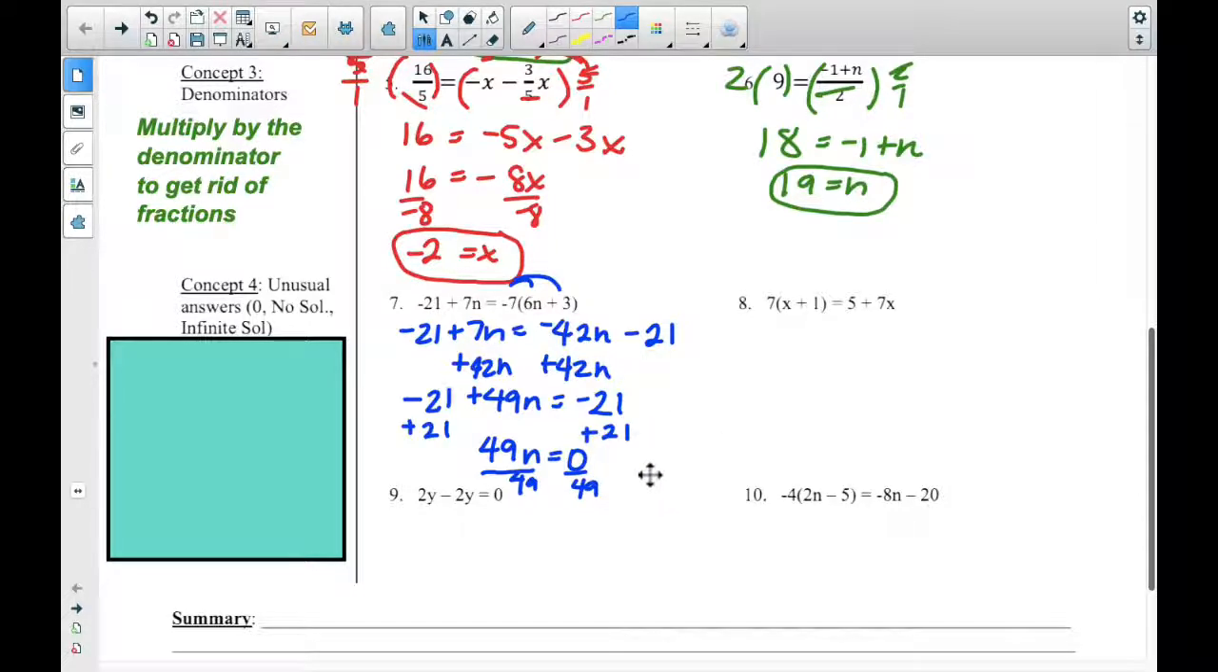And what's 0 divided by 49? It's 0. That's okay. 0 is not a bad answer. It is a perfectly legitimate answer. So that's okay. In fact, if we plug it in to check it, it should work. Let's just do kind of a mental check.